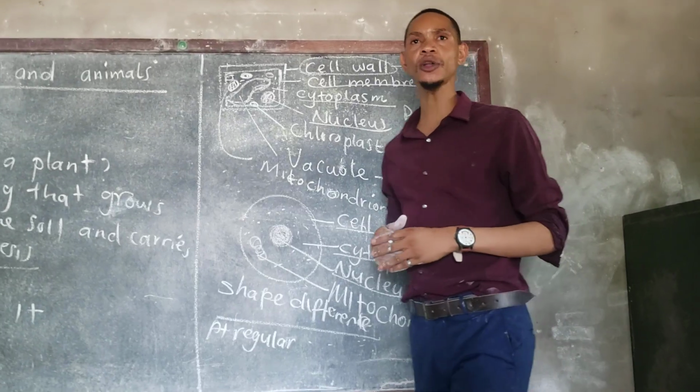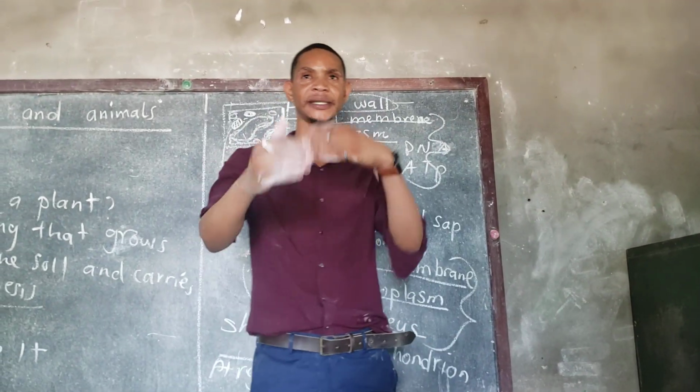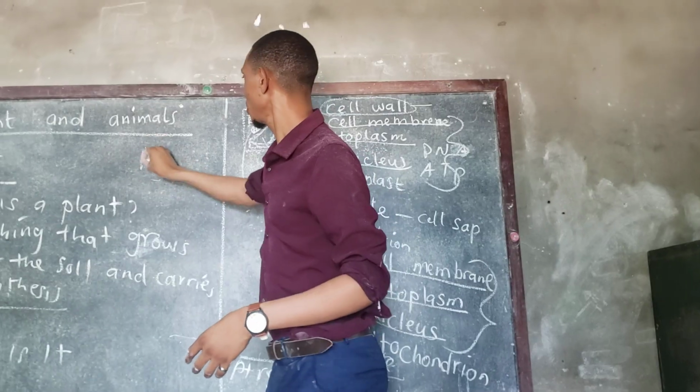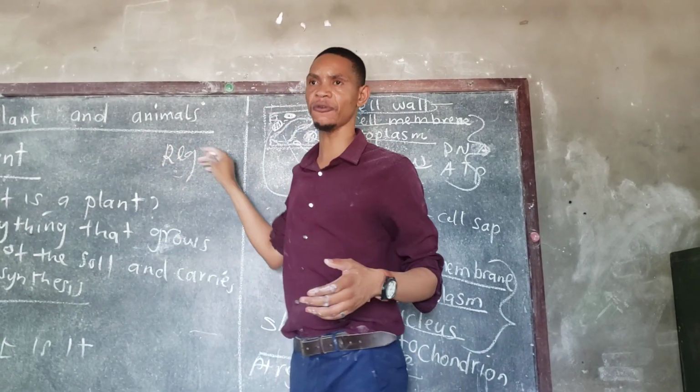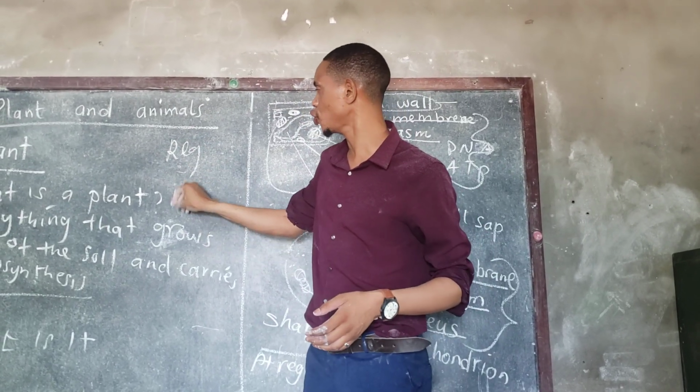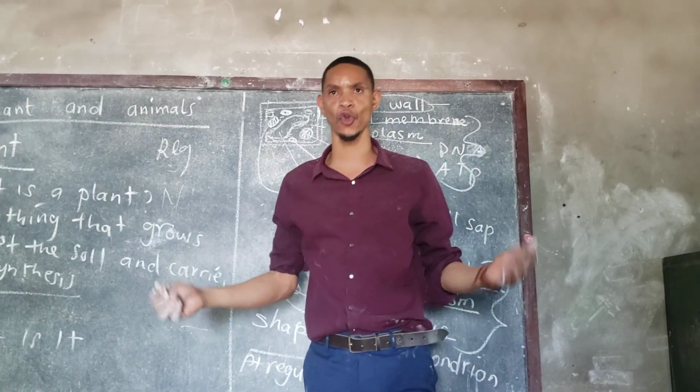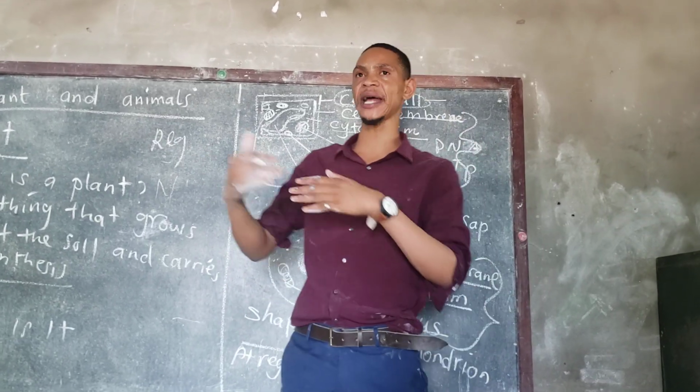Then the next thing we are going to look at, in the next lesson, is regions of plant growth, and also nutrients that are needed for a plant to grow. Then next we'll look at photosynthesis and transpiration.